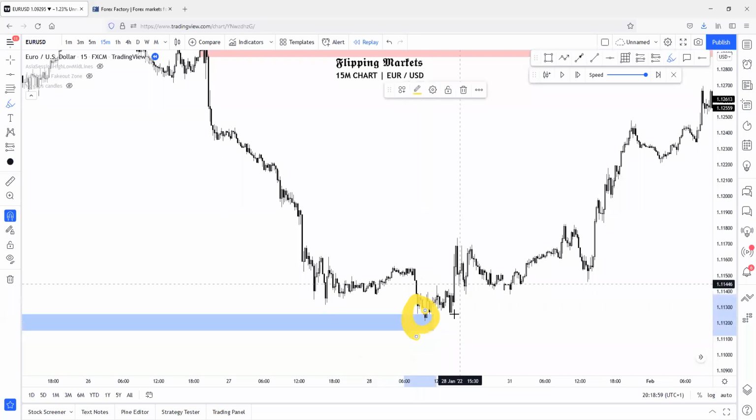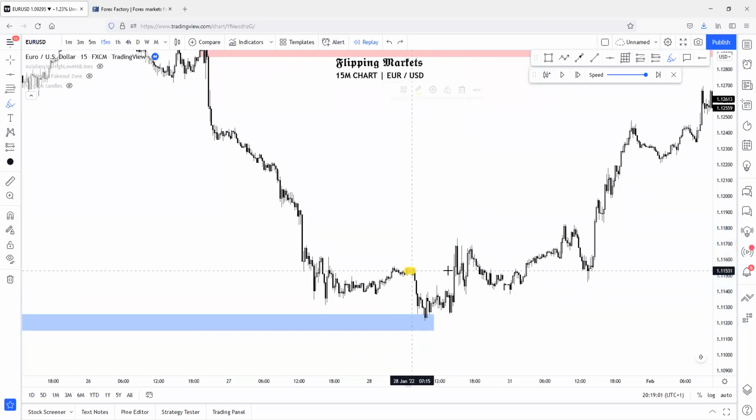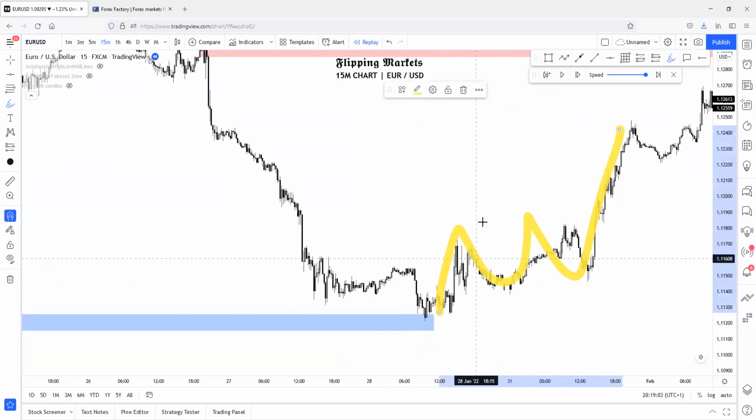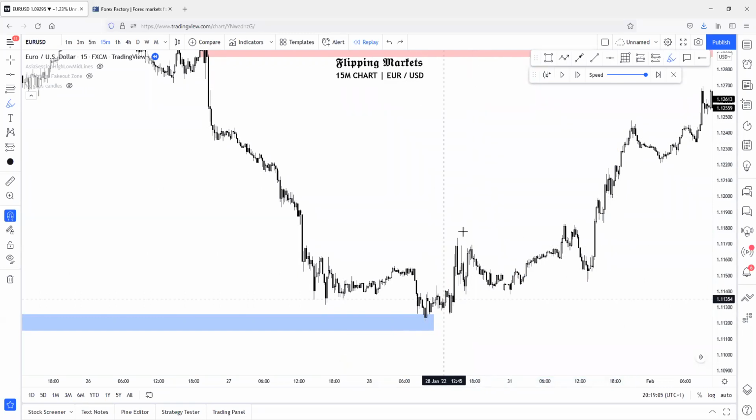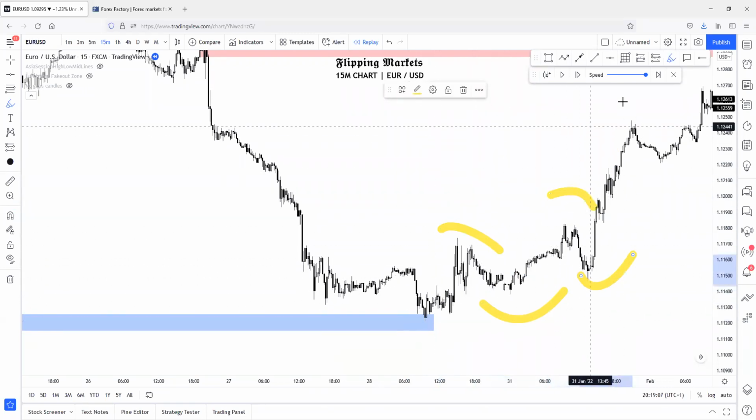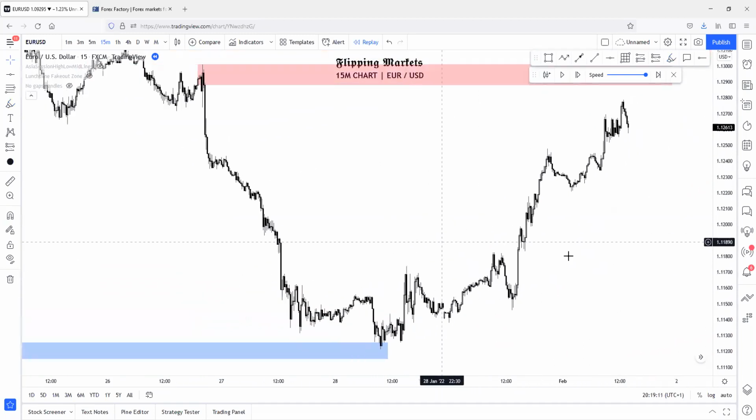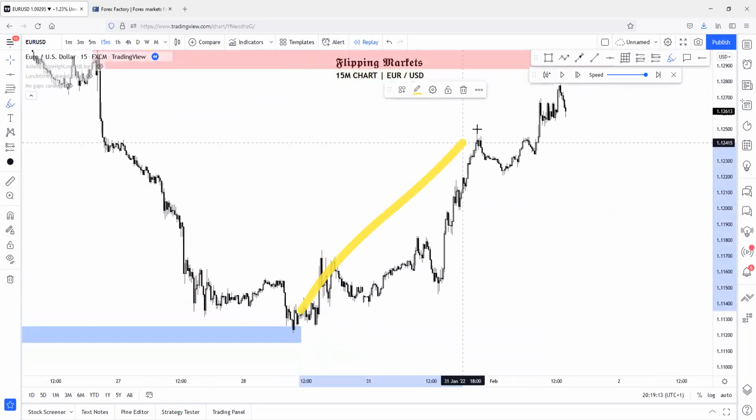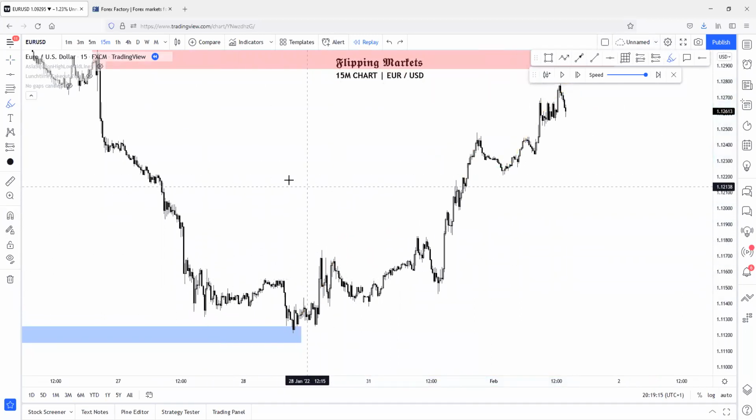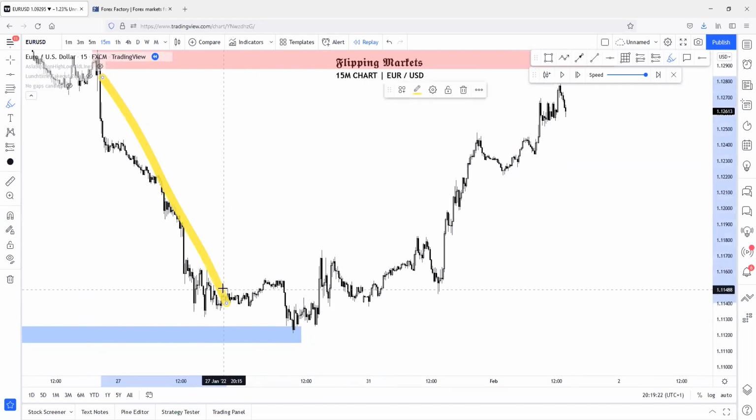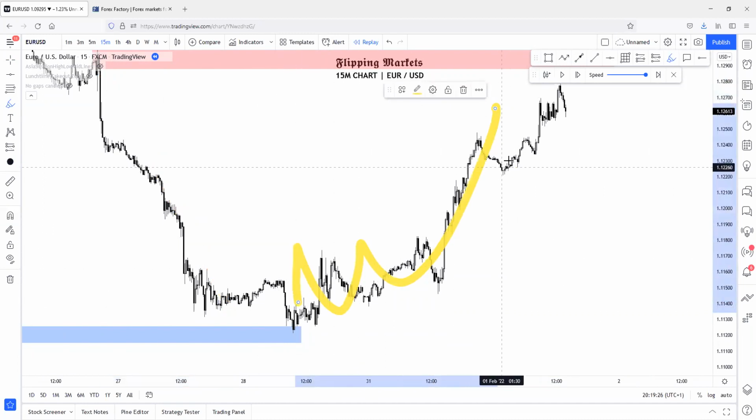And after a reaction on this demand zone, price has changed character here to the upside and started the bullish order flow, printing a series of higher highs and higher lows. As you can see, higher highs, higher lows, higher highs, higher lows. So on the 15-minute chart our structure is bullish in this case, but the overall bias is still extremely bearish. Every single short opportunity will be a pro-trend opportunity. Every single long opportunity will be a counter-trend opportunity.